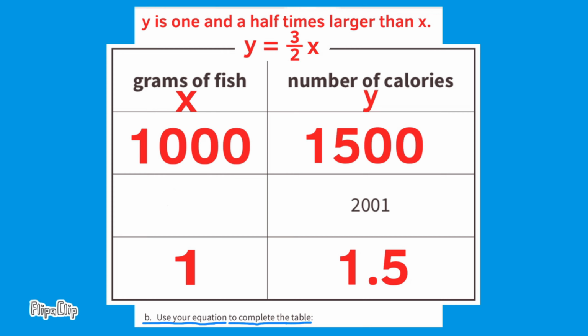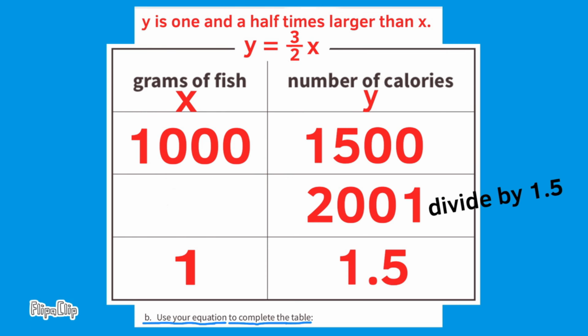This last one starts with calories, so instead of multiplying by 1.5, we have to divide by 1.5. 2,001 calories divided by 1.5 equals 1,334 grams of fish. 1,334 grams of fish has 2,001 calories.